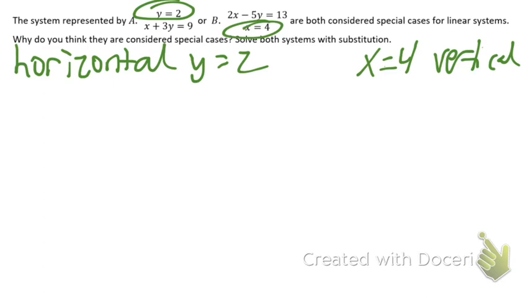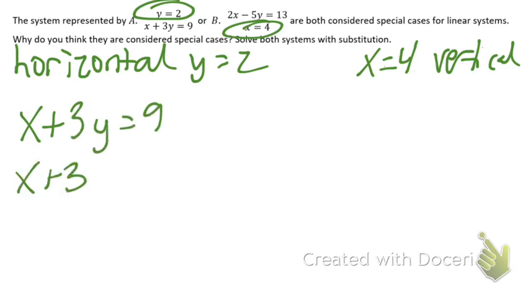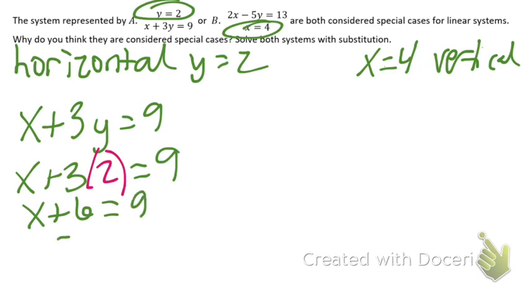As far as substitution goes, we already would know that in this first system, y has to be 2. It's the only option for the first equation. So we get to skip steps 1, 2, and 3 and go straight to substituting in a value. So we would take x plus 3y equals 9, and we would just replace y with 2 because that's the value from the first equation. Then we have x plus 6 equals 9, subtract 6, and x equals 3. So this solution would be 3, 2.